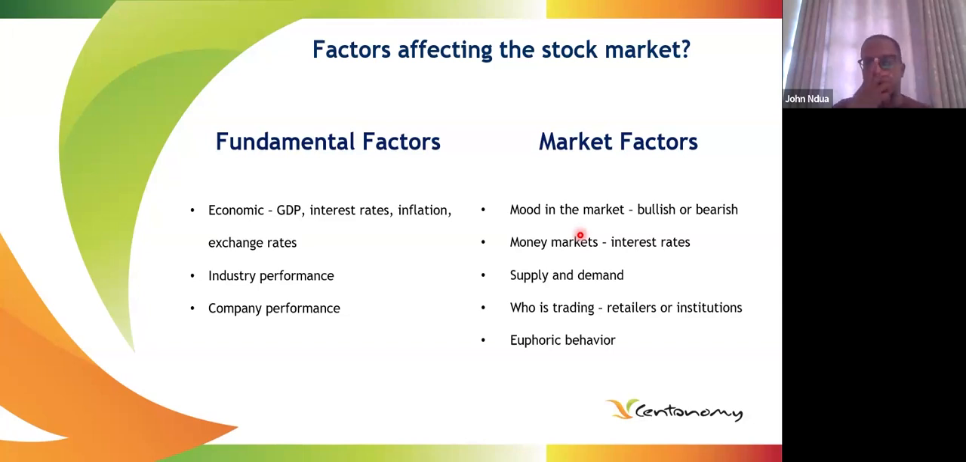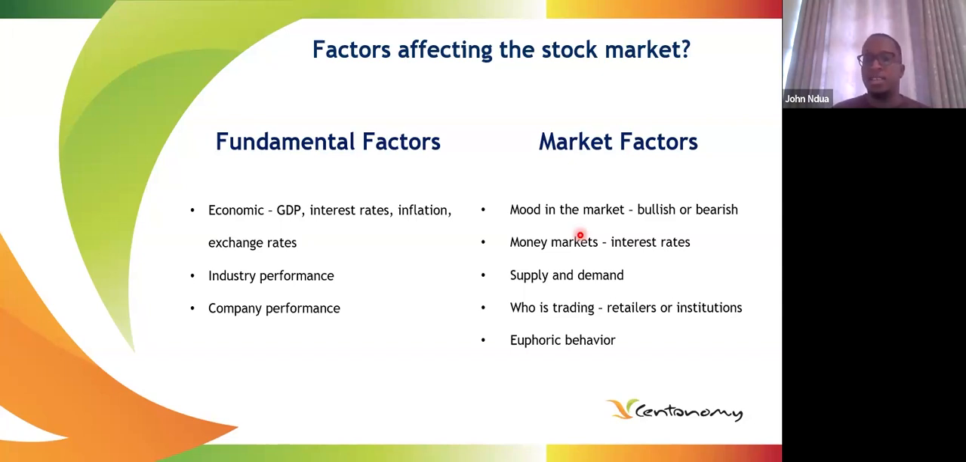Mood in the market. Are people worried about the political environment? When people are worried, people tend to sell. People tend to be pessimistic, what we call bearish. So they sell. What is the supply and demand? How many people want to buy? That is demand. If demand is high, price goes up. How many people want to sell? That is supply. If supply is up, price goes down. It's natural economics.